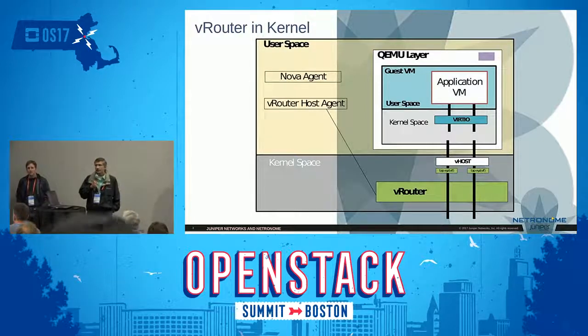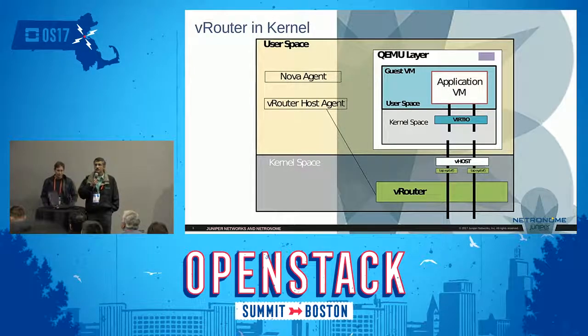So initially, we had the vRouter, which is the virtual router. That's one of the modules in the Contrail solution. The vRouter used to live as a kernel module inside the host kernel. And we had some user space components, which was the Nova agent from OpenStack. And we also had a Contrail user space agent.